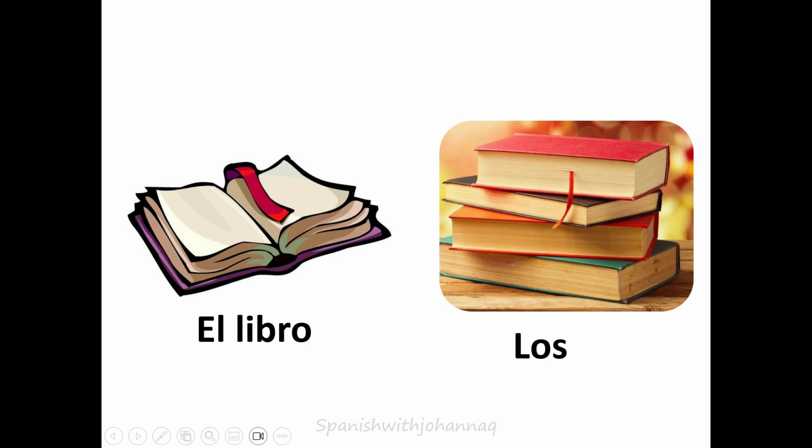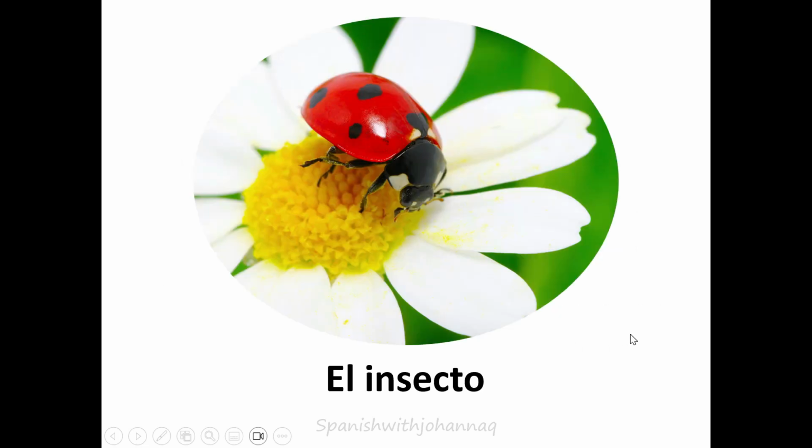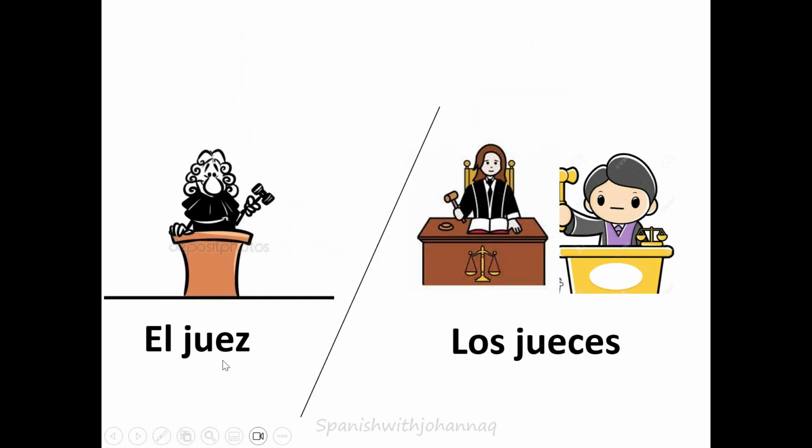El libro. Let's say book in plural. You just need to add S to libro. Los libros. El zapato. Los zapatos. El insecto. Los insectos. El juez. Los jueces.